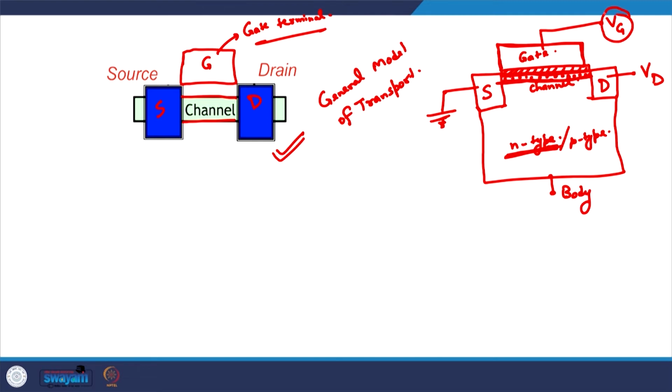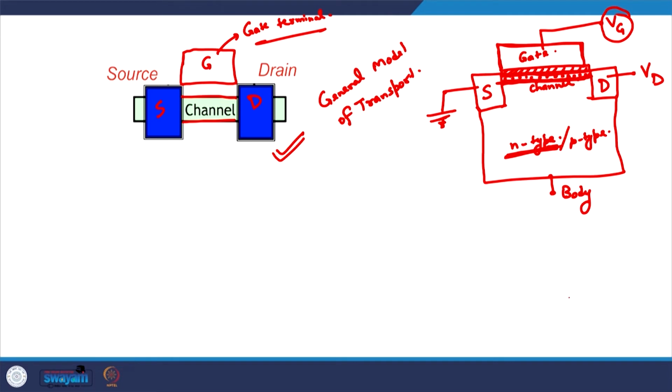Okay. So, once this thin layer of holes is there, once this channel becomes conducting, then if we apply any voltage on the drain or source terminals, it may start a current in the system.